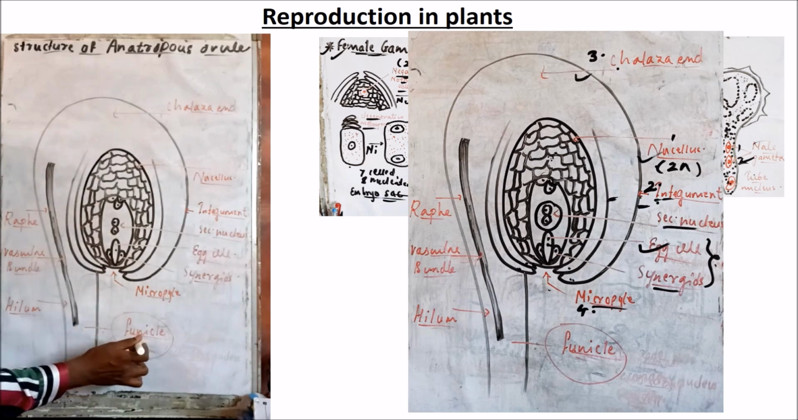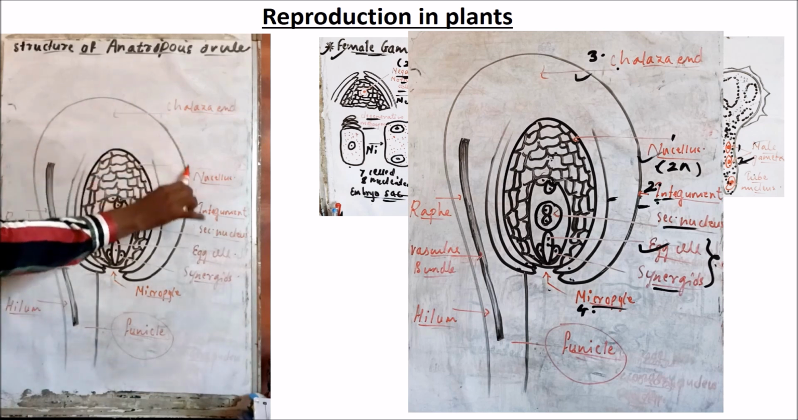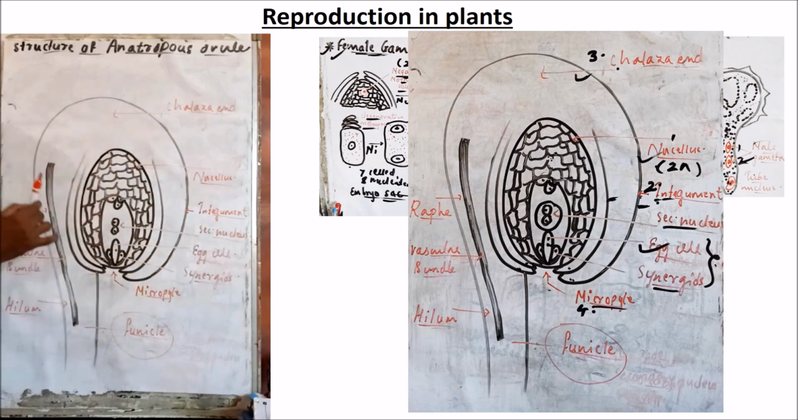So the function of the funicle is that it provides mechanical support to the entire ovule. That is, the entire body of the ovule maintains its posture and its support only on the funicle. So the funicle generally provides mechanical support to the ovule.